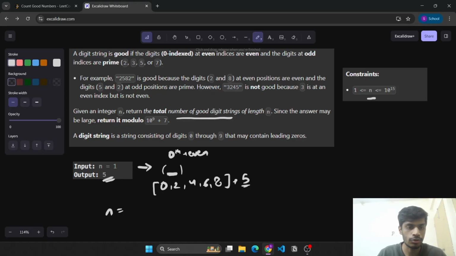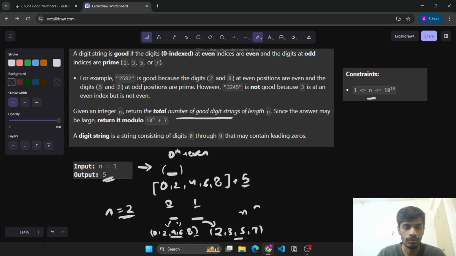Suppose for example n was 2. Then this is the 0th index and this is the first index. We can fill the 0th position with 0, 2, 4, 6 and 8. And since this is an odd index, we can only fill prime digits here, and the prime digits are 2, 3, 5 and 7. So the total possible ways will be the multiplication of the number of choices we have. So it will be 5 into 4 equals 20.